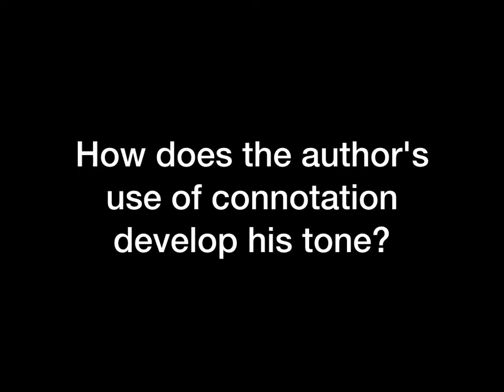Hello and welcome to this demonstration of this PEEEEEEW paragraph using the poem My Mistress' Eyes Are Nothing Like the Sun. So, our question that we're going to pretend that we're answering is, how does the author's use of connotation develop his tone? So, the first thing that you need to do when you've got a question and you've got words in there that are in your literary device handbook, you should use your literary device handbook to figure those words out and make sure that you understand the question.